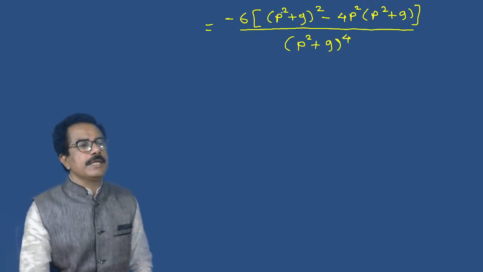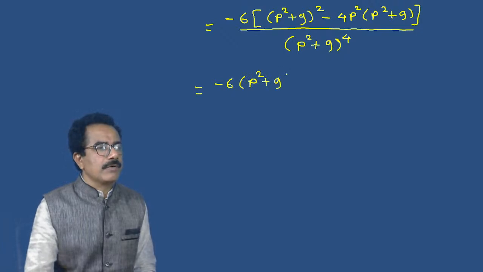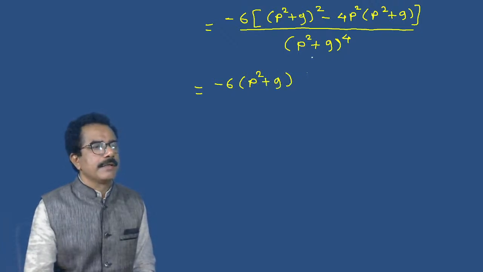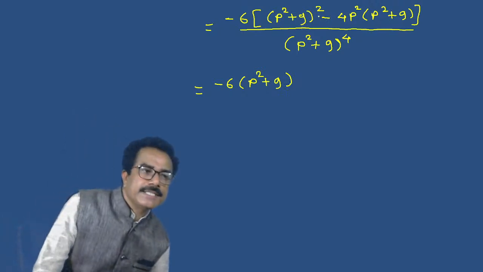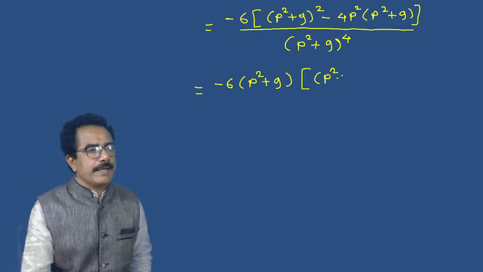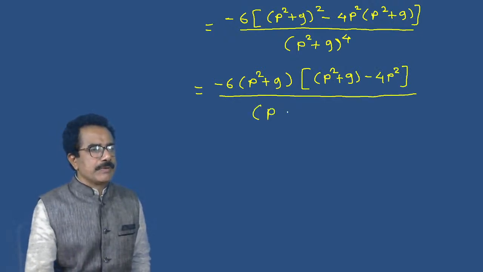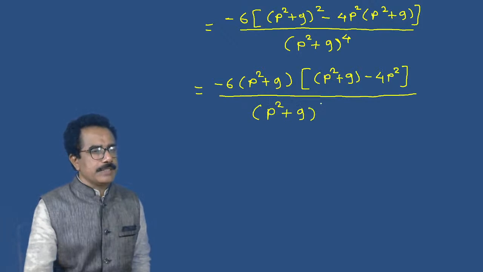What do we have to do now, students? Take p square plus 9 common. So minus 6, (p square plus 9) is the common factor. (p square plus 9) bracket, this is a common factor. So the remaining term is p square plus 9 minus 4p square, divided by (p square plus 9) bracket raised to 4.